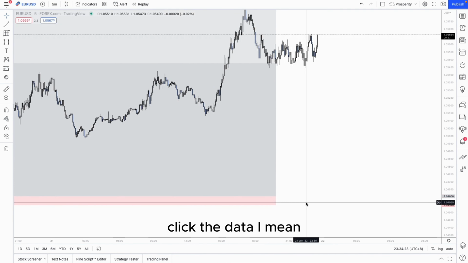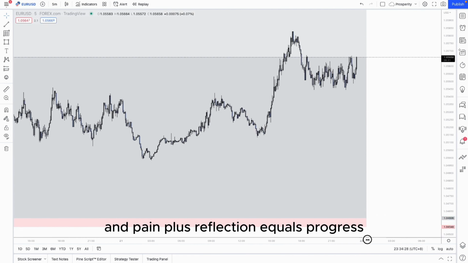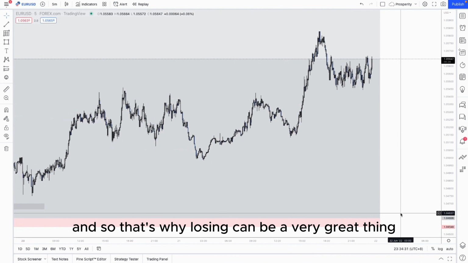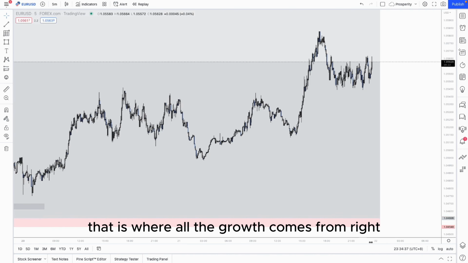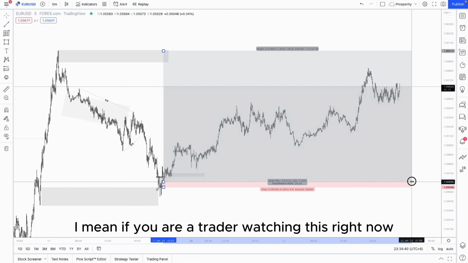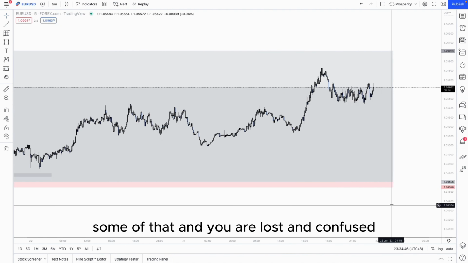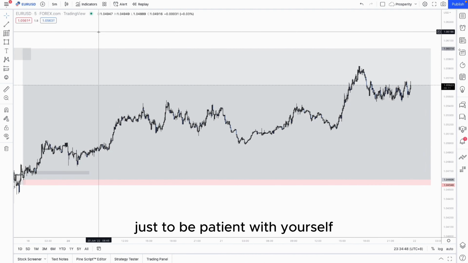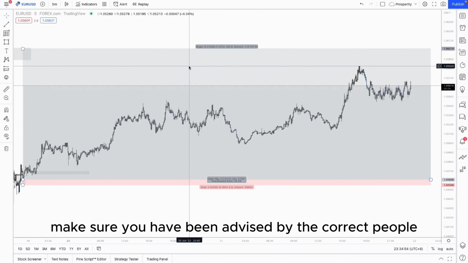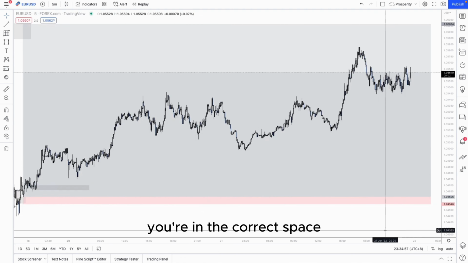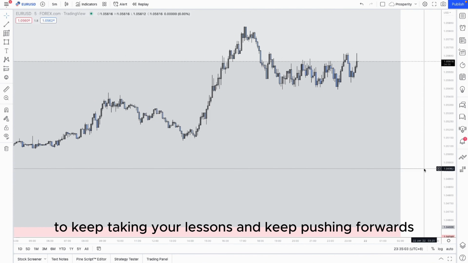Collect the data. Ray Dalio has an amazing saying: pain plus reflection equals progress. And so that's why losing can be a very great thing in trading, as long as you reflect on the reason for the loss. That is where all the growth comes from, right? If you are a trader watching this right now and you are experiencing some of that and you are lost and confused, just be patient with yourself. It will come. Find what works for you. Make sure you are being advised by the correct people. If you are here on our YouTube, you're in the correct space. And just keep going. Just keep taking your lessons and keep pushing forwards.